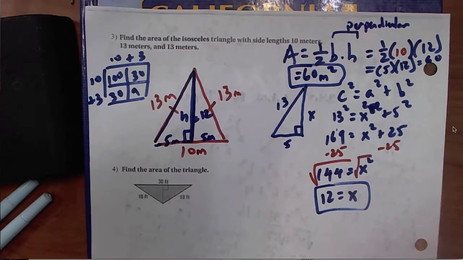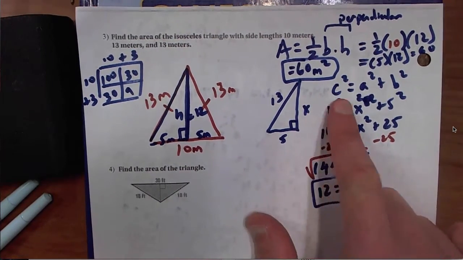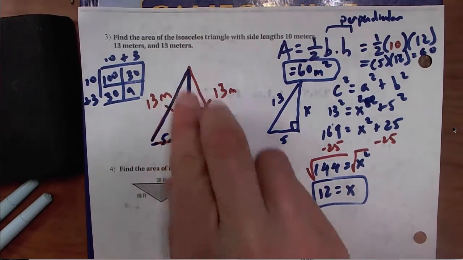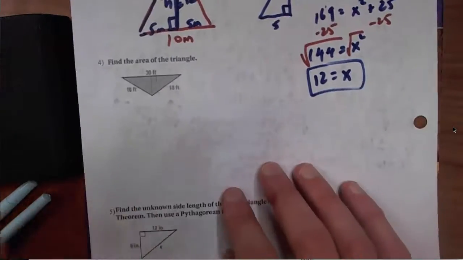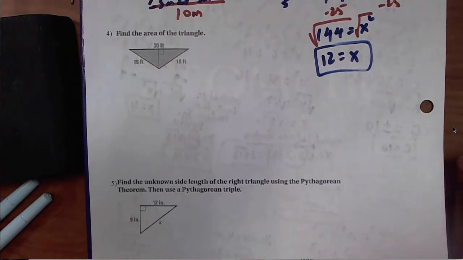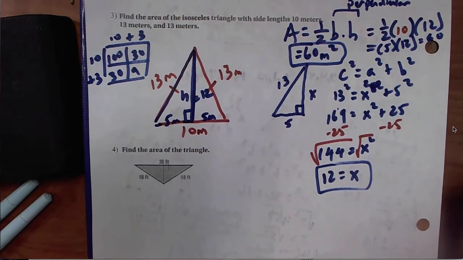Okay, so again, the key lessons for today, just remember c squared equals a squared plus b squared. C is always the hypotenuse, and sometimes you can use it to find missing pieces. We'll talk more about Pythagorean triples and stuff like that. We'll leave this for chapter 7, but I just want to get that done and out of the way. Okay, that's it.